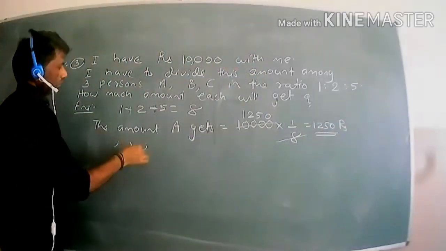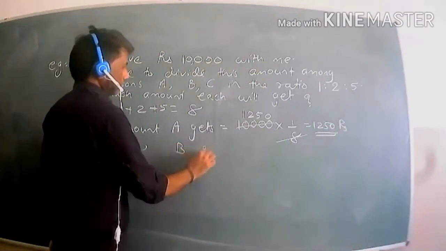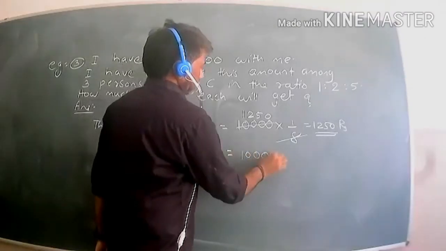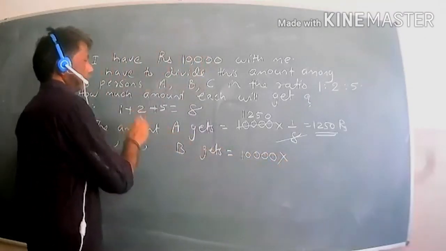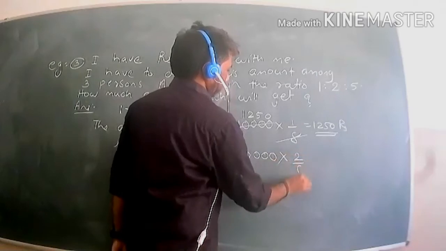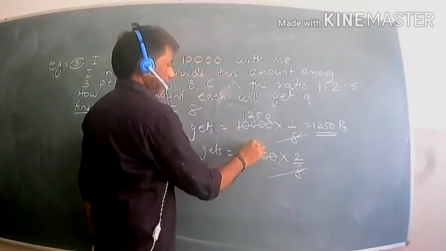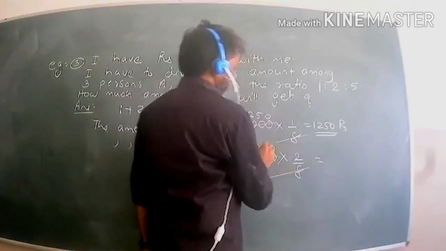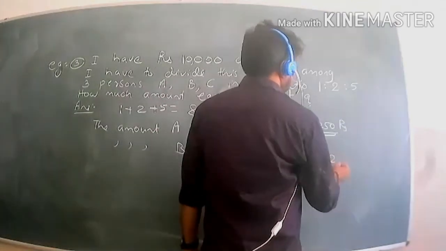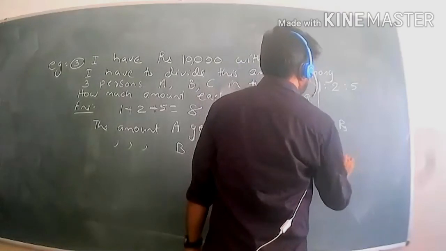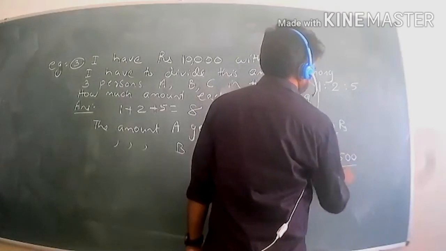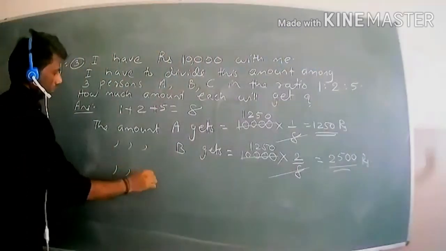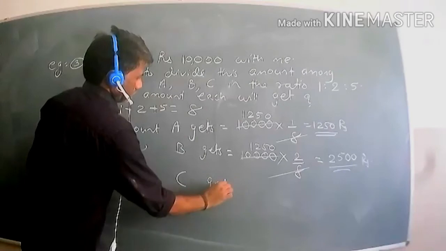The amount B gets is equal to 10,000 into his part, which is 2 out of 8, 2 by 8. Again 10,000 divided by 8 is 1,250, into 2. 1,250 into 2 is equal to 2,500 rupees.